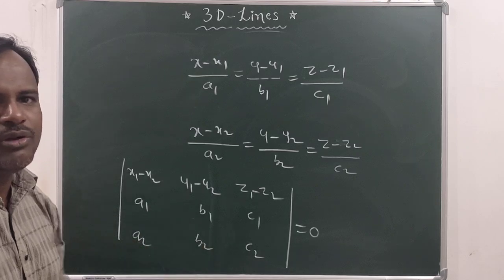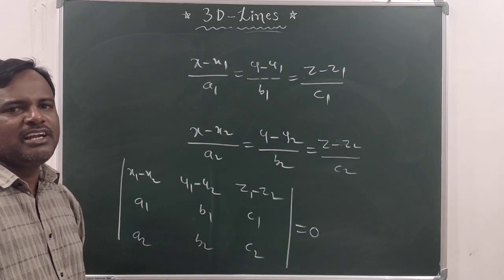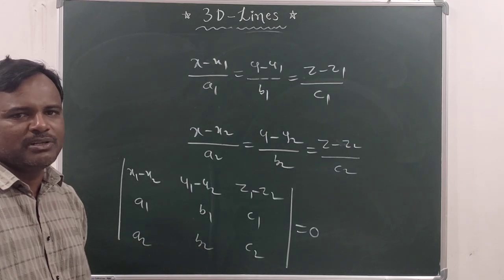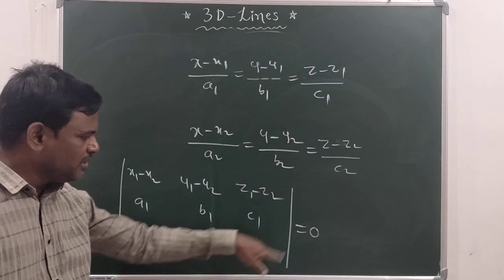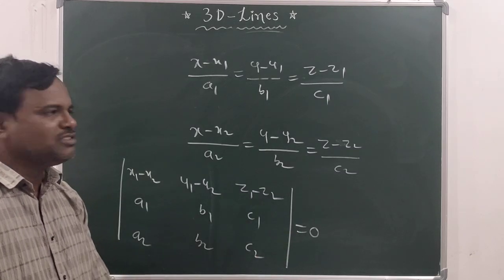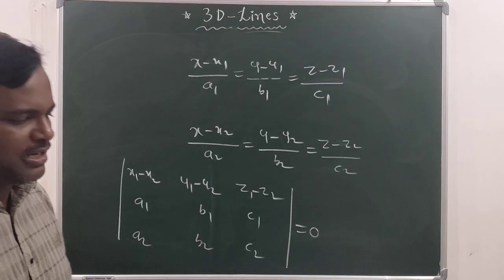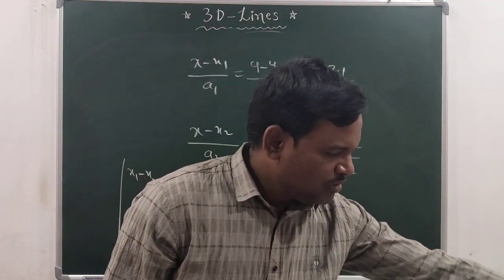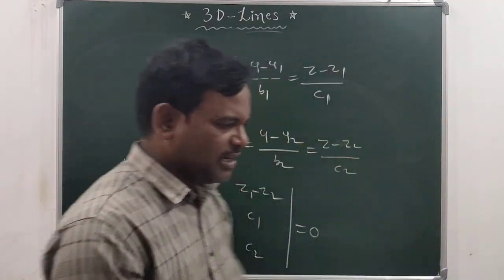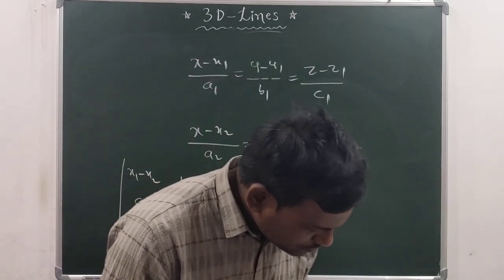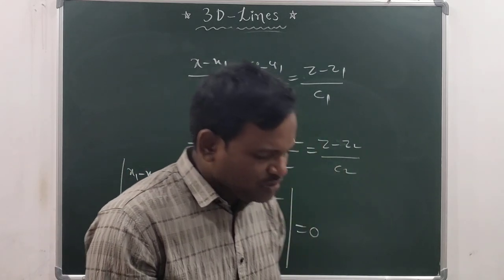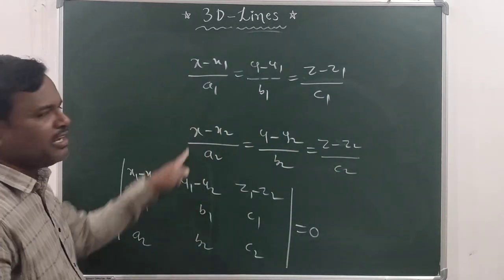So you know how to evaluate the determinant of a 3 by 3 matrix. And if this is equal to 0, then you can say that both are coplanar lines, meaning they belong to the same plane. Okay students? Right.